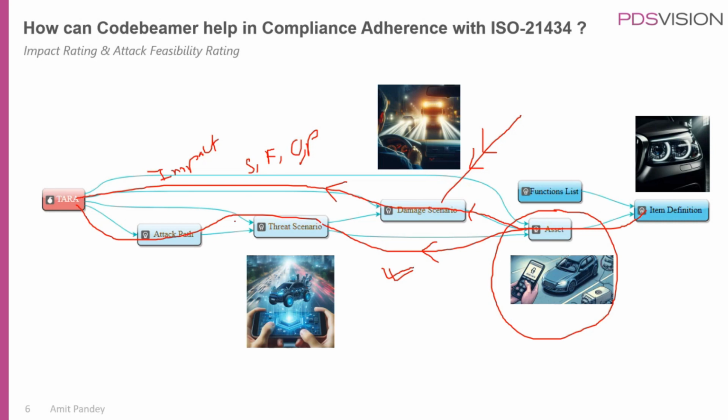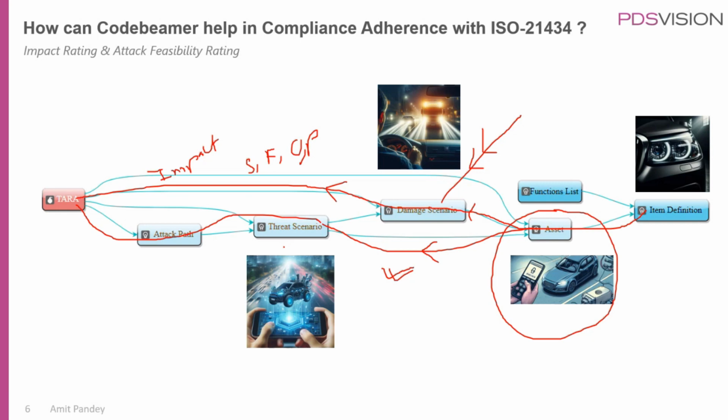Therefore, this is further defined by attack path analysis and attack path feasibility rating. Once you have identified the threat, then for that threat you do the attack path analysis. You try to figure out how some hacker will try to do it. It is a set of actions that could lead to the realization of the threat situation.